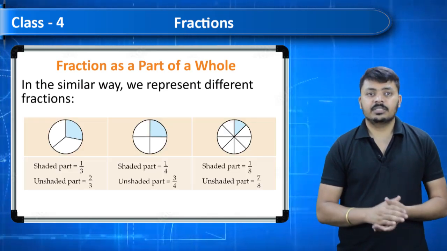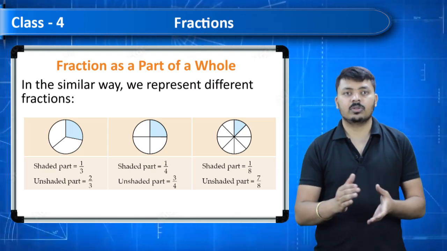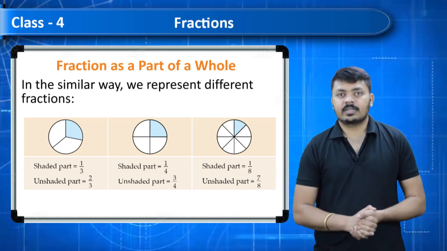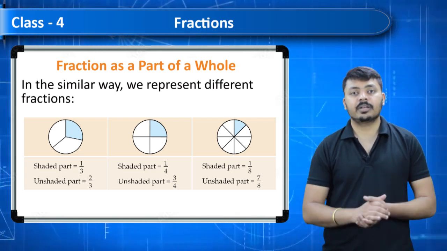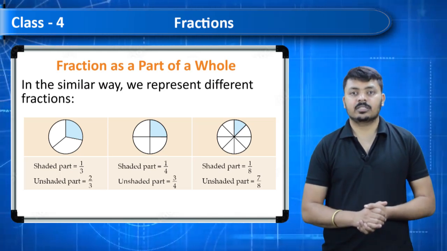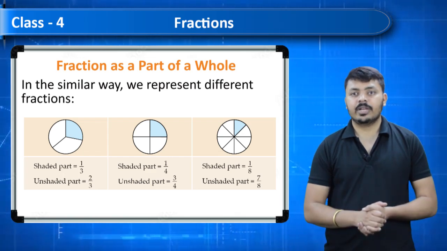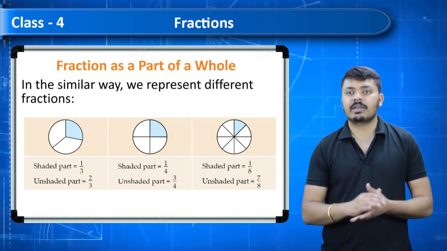As you can see here, the shaded part of the first circle, which is divided into three parts, is 1 upon 3, and the unshaded part is equal to 2 upon 3. The second circle has been divided into 4 equal parts. The shaded part is equal to 1 by 4 and the unshaded part is equal to 3 by 4. The third circle has been divided into 8 equal parts. The shaded part is 1 by 8, and the unshaded part is 7 by 8.